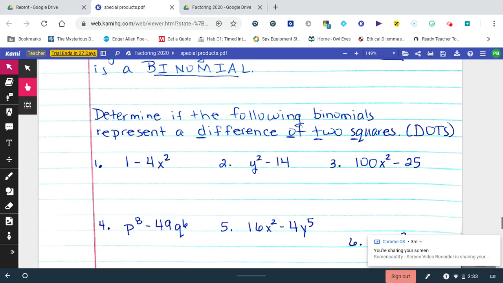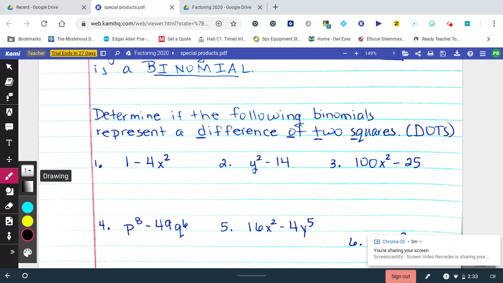It says determine if the following binomials represent a difference of two squares. Okay, so let's take a look. I've got to have a minus in the middle, first of all. So that's the first thing I'm checking, to see if I have a minus in the middle to represent a difference. Okay, so is there a minus in the middle? Yep.